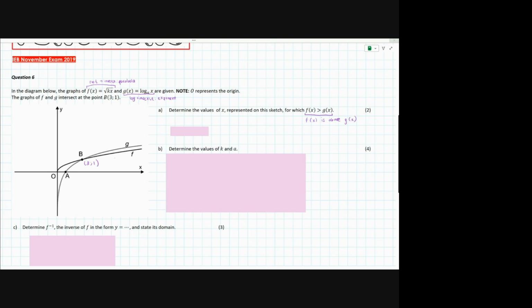Okay, Kanye, that's looking good. I just want you to think about the asymptotes, specifically the asymptotes of your log graph, but you are definitely on the right track here.